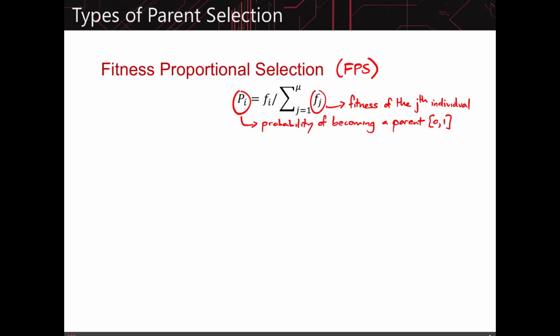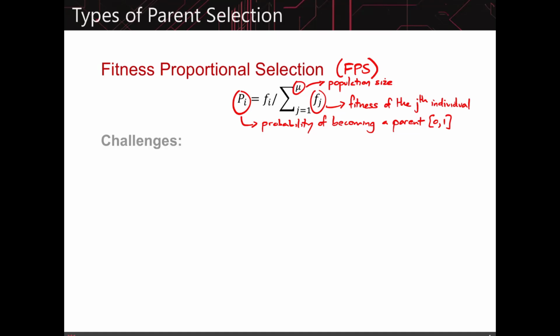And these individuals are coming from our population, so mu governs how big the population is, or the population size. So to summarize, the probability of any individual in the population getting selected to be a parent is essentially based on the ratio of that individual's fitness relative to the sum of all of the fitnesses in the population.